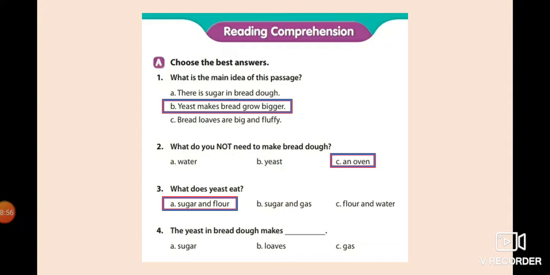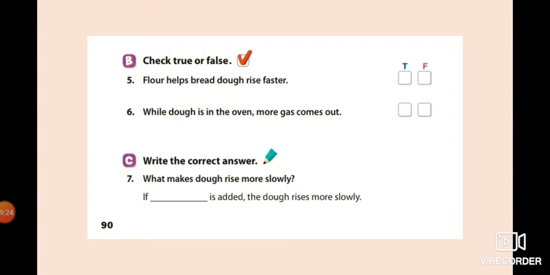Number 4. The yeast in bread dough makes gas. Exactly. Okay, the combination of sugar and flour makes gas. Good job. Okay, let's review. That means number 1 is option B, number 2 is option C, number 3 is option A, and number 4 is option C. Excellent.